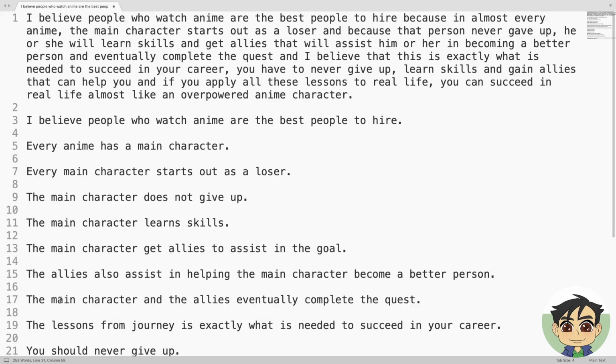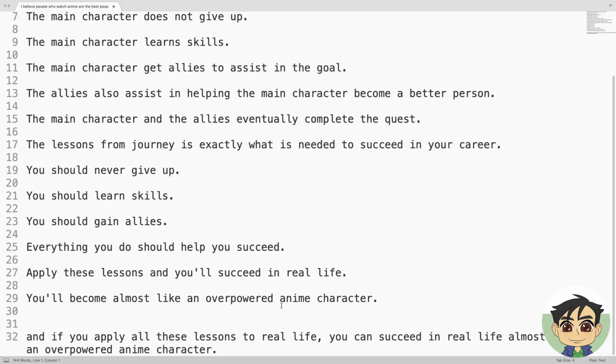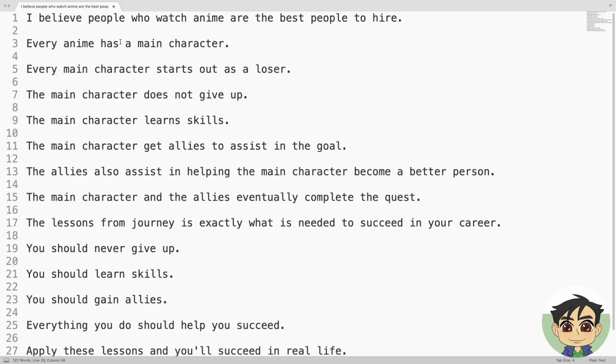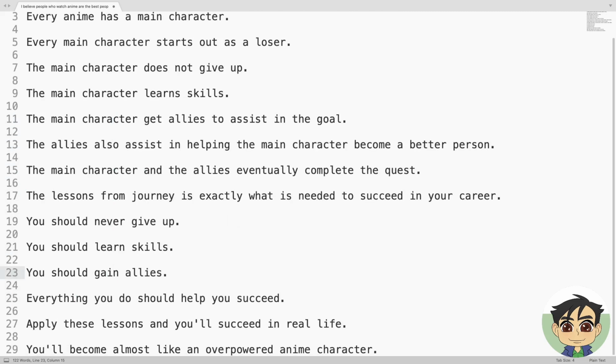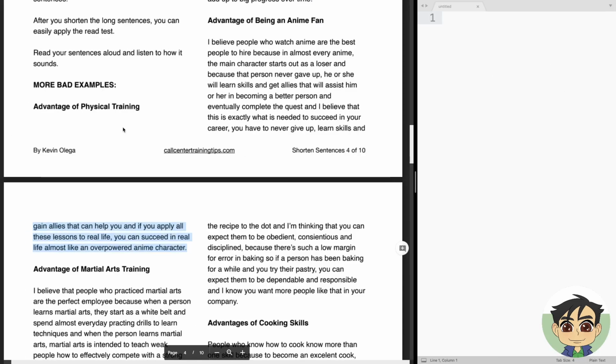So here you go. This is the new version. Let me just cut this part out. So we have about 15 lines. 1, 2, 3, 4, 5, 6, 7, 8, 9, 10, 11, 12, 13, 14, 15. So 15. So it went from 109 words to 122 words. It's not that much of a difference, but hey, this is a lot better than this. All right.